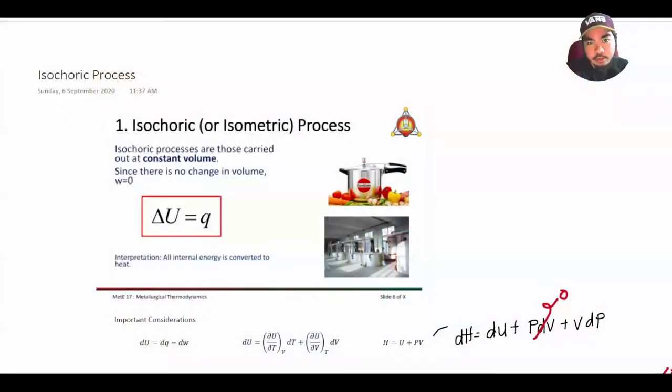Start muna tayo sa kahit yung derivation muna ng mga different processes natin. Okay, so meron tayong four processes na itatackle dito sa MetE17, and those four processes are related to the first law of thermodynamics, no? So we have your isochoric processes. Then we have isobaric processes. Then next is adiabatic. And lastly, we have your isothermal processes. Okay? So, start tayo dito.